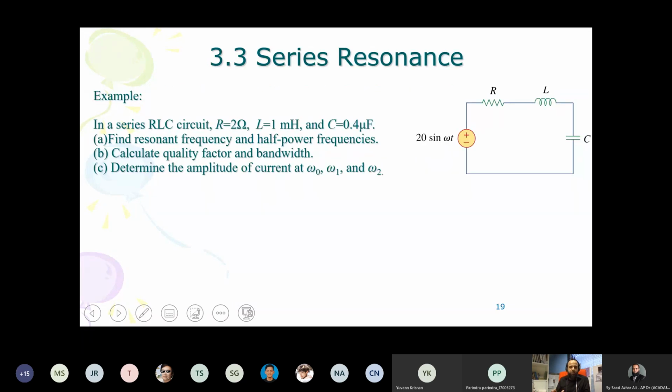Okay, so now we come to the part that you're going to ask, sir, is this going to come in the exam? So this will be coming in the exam. You're given a circuit with some values. You have to find the resonant frequency, half power frequency, calculate quality factor and bandwidth, determine amplitude of current at omega naught, omega 1 and omega 2. So those who were just sleeping until now, you can wake up. This is the part that you must be interested in for the test and the exams.